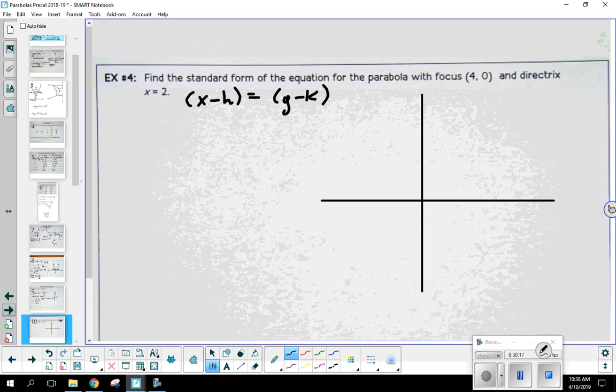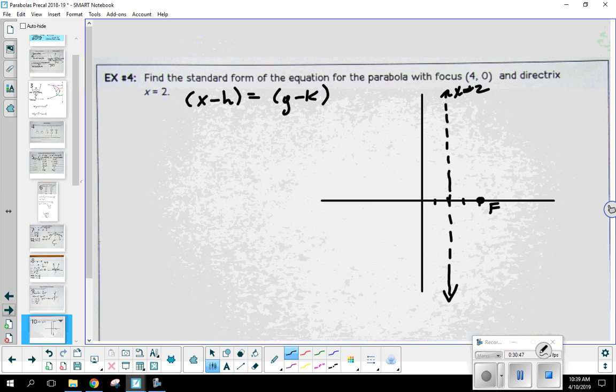All right, so help me out here. What direction should this open? Okay, so I heard left and I heard right. Well, let's go ahead and visualize it. The focal point's at 4, 0. So 1, 2, 3, 4. So here's my focal point. The directrix is x equals 2. And remember, the parabola will always open away from the directrix. They don't intersect, so it has to open right.